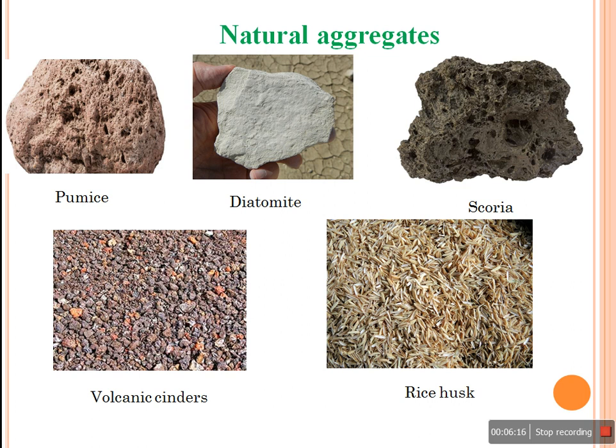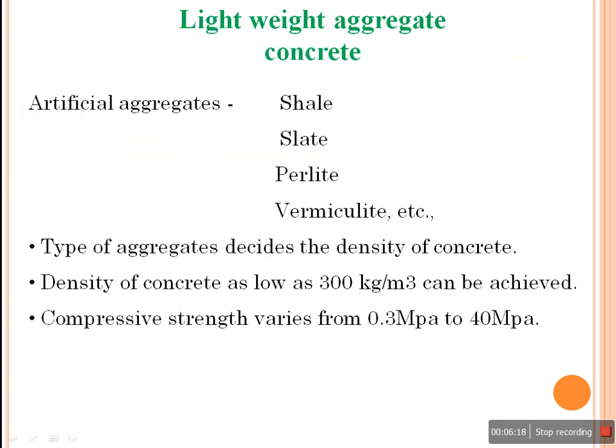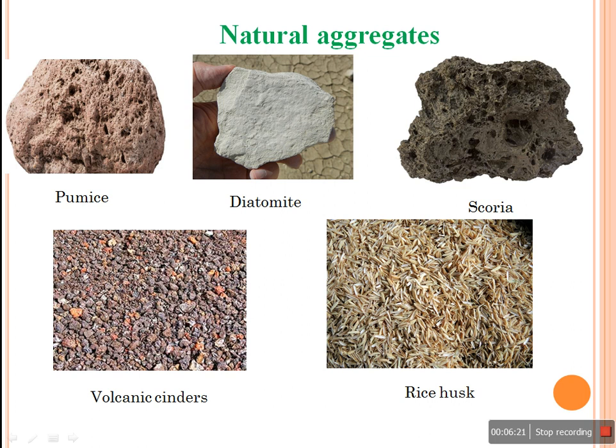Next one is diatomite. So what is a diatomite? Diatomite is a hydrated amorphous silica which is derived from the remains of microscopic aquatic plants called diatoms. Scoria is also of volcanic origin, usually dark in color, and contains larger and irregularly shaped cells unconnected with each other. Volcanic cinders are also a loose volcanic product resembling artificial cinders.